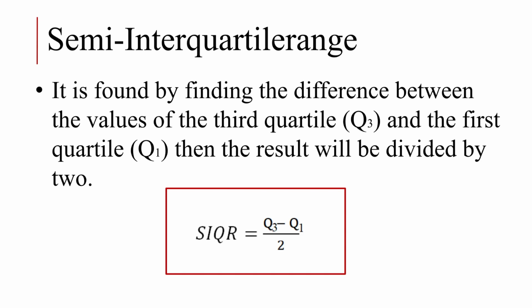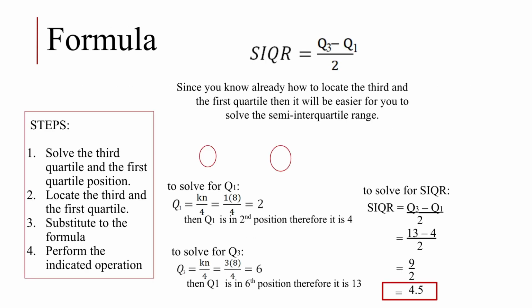Next, semi-interquartile range. It is found by finding the difference between the values of the third quartile and the first quartile, then the result will be divided by 2. So this is just getting the interquartile range, but you divide it by 2 after. So let's have an example. Let's say the scores are 2, 4, 5, 7, 9, 13, 14, and 17. We will be following the four easy steps.